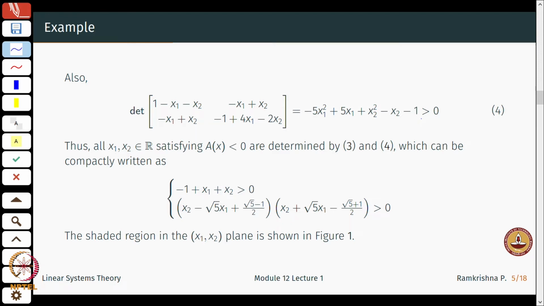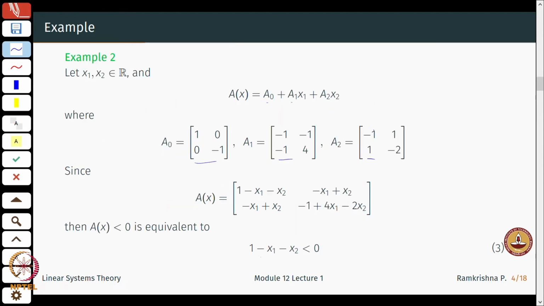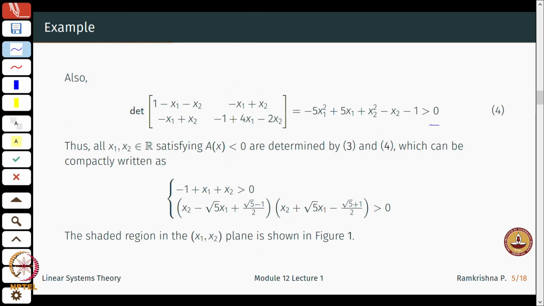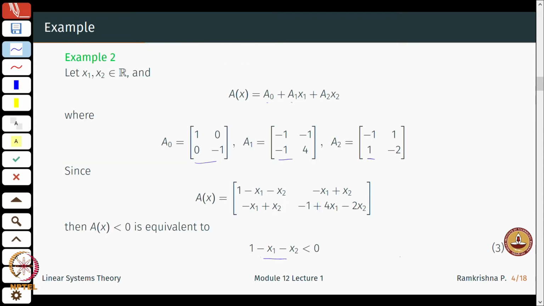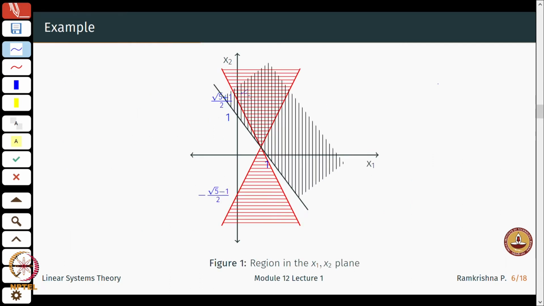Okay, so I'm just looking at the x1 and x2 which satisfy this relation plus this relation, which can together be written as a relation of this form. So if I plot these two regions individually, this double shaded region here would give me the feasible set of all points x1 and x2 that satisfy this inequality of A(x) being less than 0. Okay, this is easy to plot and check, and therefore we will not spend much time on the solutions of this.